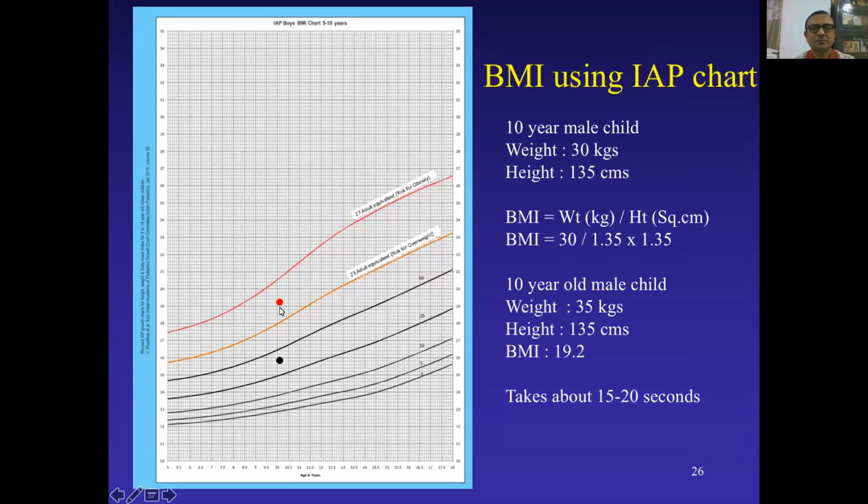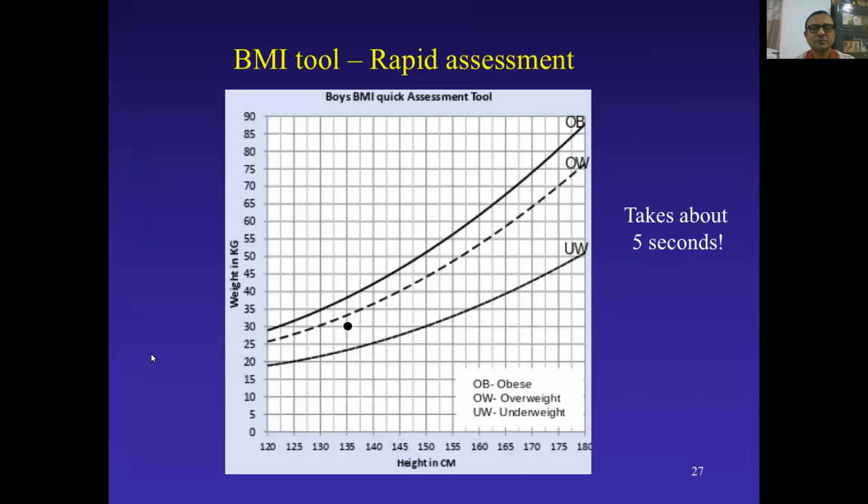Now using the BMI tool, see, it is that quick. All that I did is 135 centimeters and 30 kilos. Here is your patient who is normal. And the second child, 35 kilos, falls in the overweight category. So I have now removed the calculation bit from the pediatrician's office. It takes less than 5 seconds to plot it, whereas that calculation takes more than half a minute.